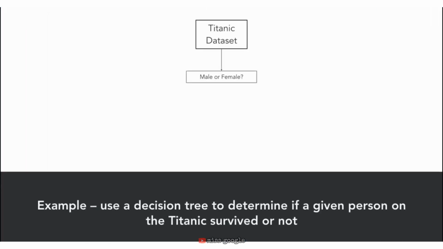Okay, so hopefully that makes some sense, but I'll try to clarify what this means through an example. We're going to use a very simple decision tree to determine if somebody survived on the Titanic or not.